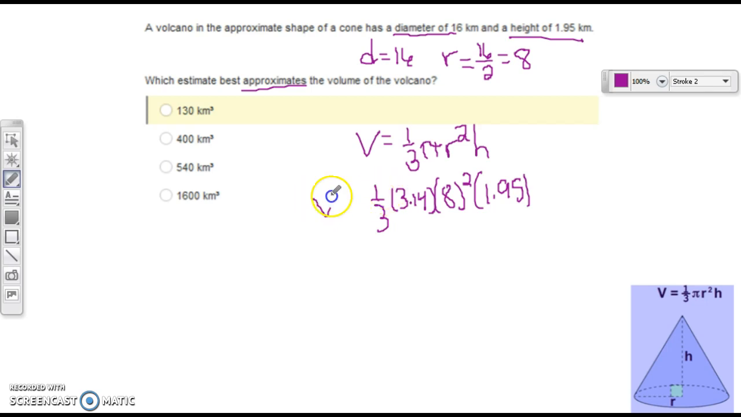So when I type this in my calculator, I get approximately 130.624, which is about 130 kilometers cubed.